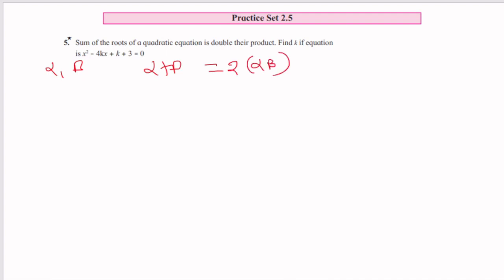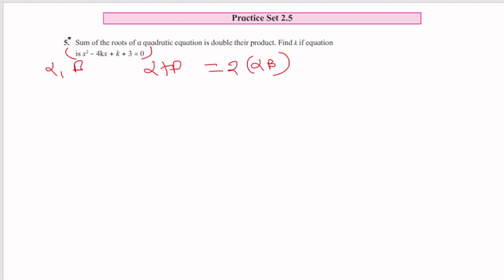Find k if the equation is so and so. So here the equation is given. I need to find the value of k. I find this sum very interesting. Why? Roots are not given. And you need to find the value of k. So we have to do something.